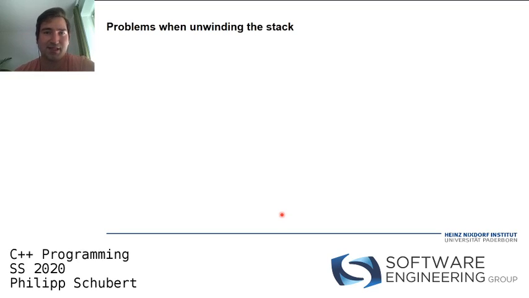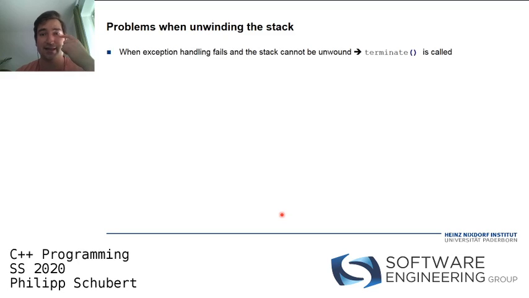You have some problems with unwinding the stack. Stack unwinding might also fail, and we will have an example on the next few slides where I show you some example where exception handling fails or can fail. When exception handling fails and the stack cannot be unwound, then terminate is called.